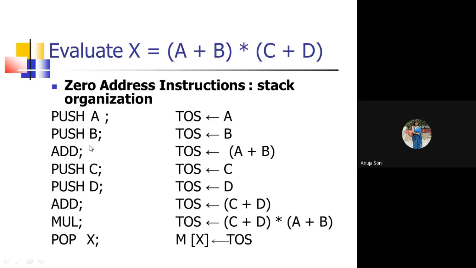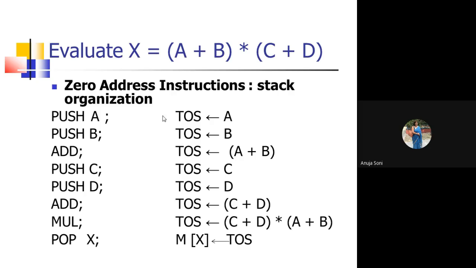We'll write push A. After the push, A will become the top of stack. Again push B, one more element will be inserted into the stack, and that will insert value B at the top of the stack. So now B will become the top of the stack. Now whenever you give add and do not specify any operand, it is a zero address instruction. It will add the two topmost elements of the stack on its own. So A and B will be added, and the result will be inserted into the stack and become the top of the stack.